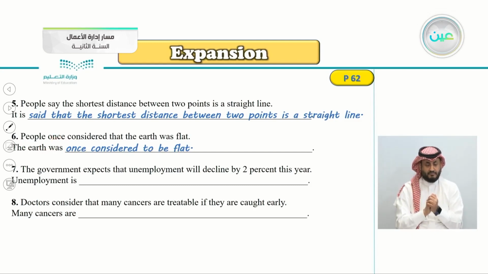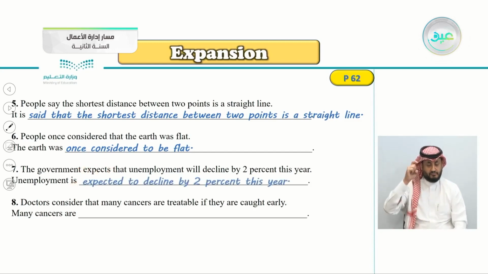Number 7, the government expects that unemployment will decline by 2% this year. So, unemployment is, let's see here, is expected, very good, because here we have expects. Unemployment is expected to decline by 2% this year by the government, of course.